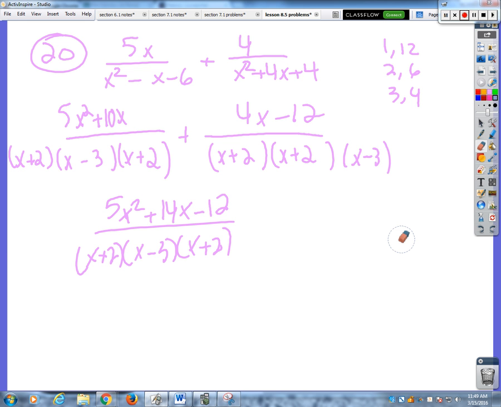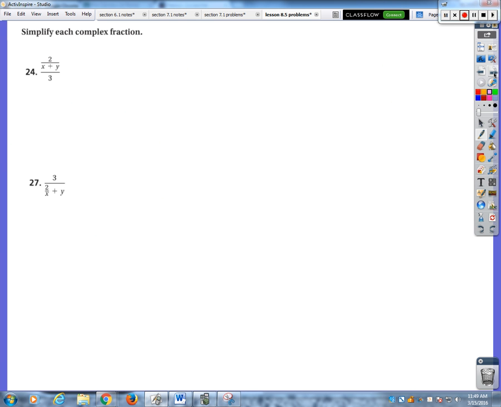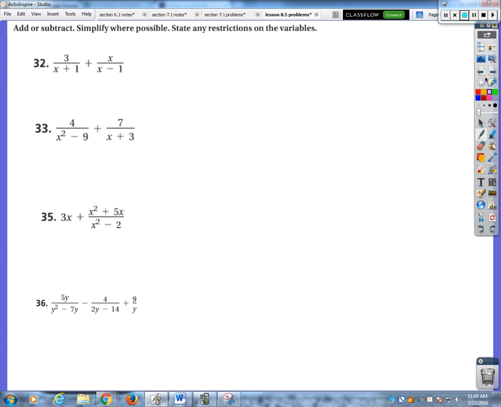What's next? Huh? Oh, you know what the restrictions are, right? Can't be -2, can't be 3. Okay, which one's next? 32, so we only have 2 left? Yeah, 3 left. 3 left? Okay. Okay, 32.